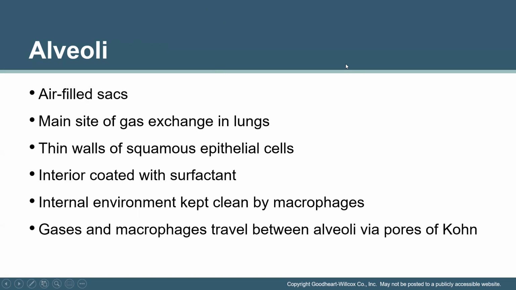Now the interior of the alveoli are coated with surfactant. The surfactant serves multiple purposes. Primarily it helps with the pressure within the lungs. It helps hold the alveoli open, so it helps prevent the lung from collapsing with pressure changes. Gases and macrophages travel between alveoli via pores of Kohn. These are small openings within the alveolar wall.